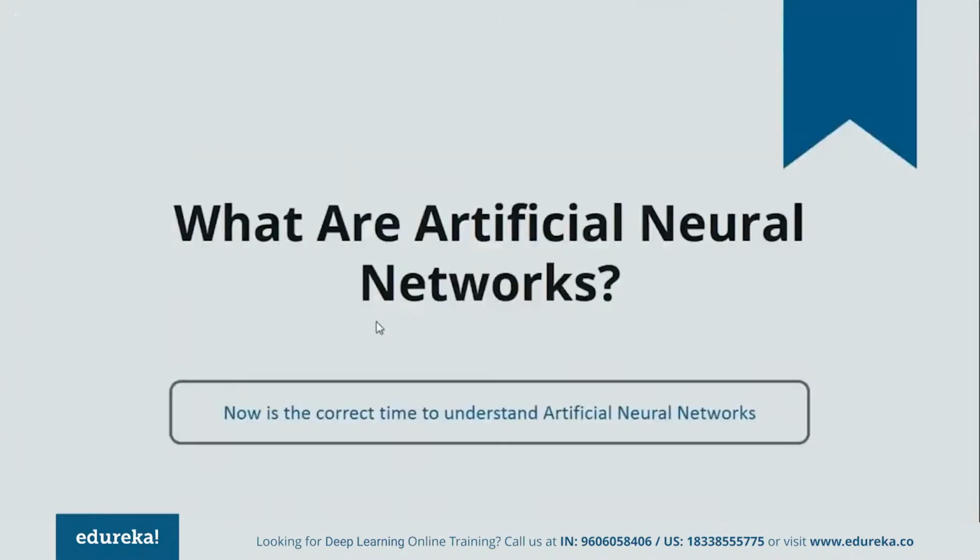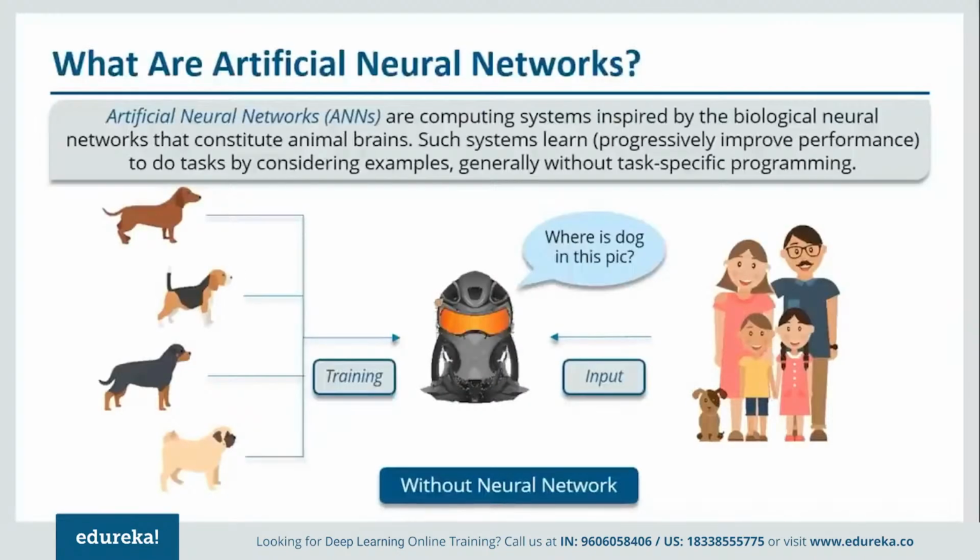Now let's understand what exactly are artificial neural networks. It is basically a computing system that is designed to simulate the way the human brain analyzes and processes the information.